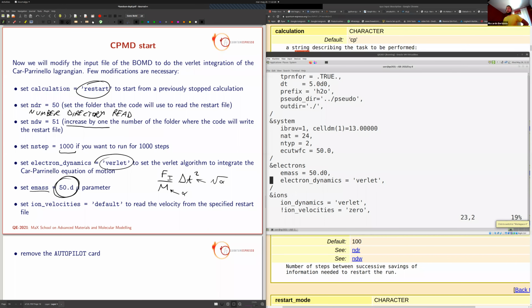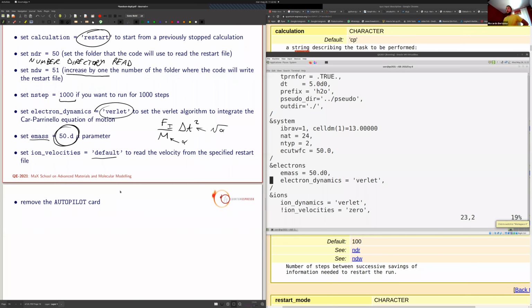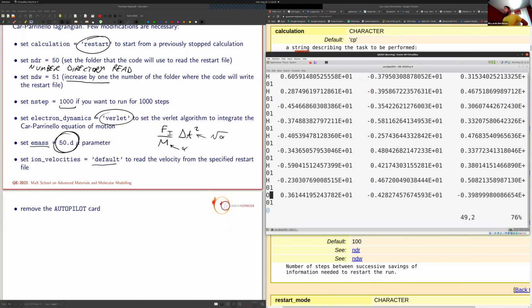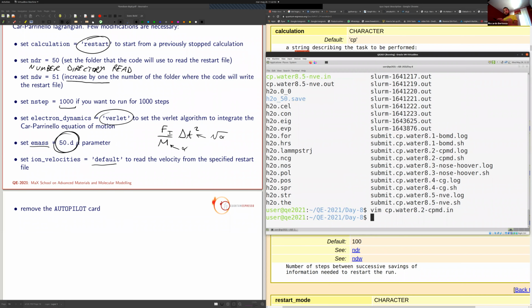Ion velocities equal to default tells the code to read the ion velocities from the restart file. Remember not to forget here random, otherwise velocities will be overwritten with new velocities, and also the autopilot card is not necessary anymore. Okay, everything is the same. So now we can submit this too.